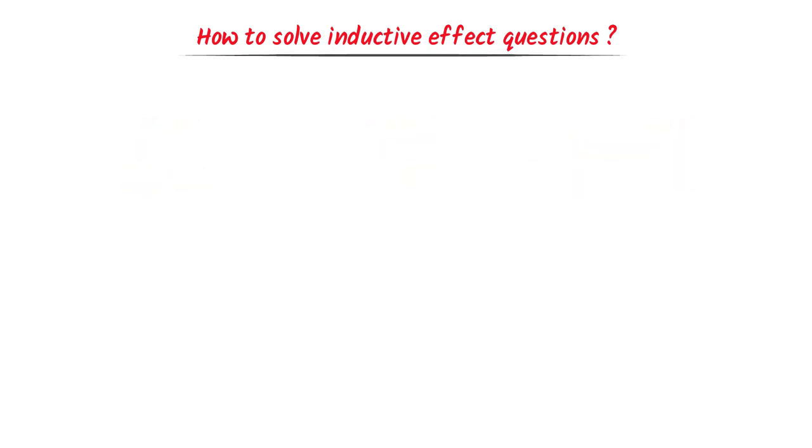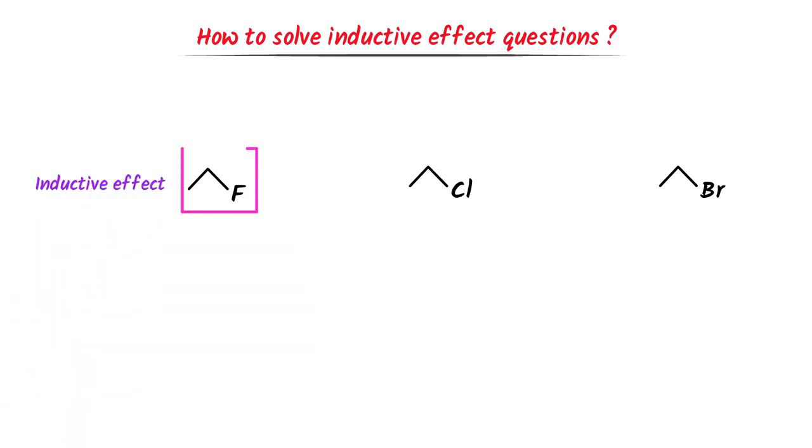Now let's consider these compounds. Which halogen atom has more inductive effect? Well, we already know that fluorine is more electronegative than chlorine, while chlorine is more electronegative than bromine. Hence, the inductive effect of fluorine is greater than chlorine and bromine, while the inductive effect of chlorine is greater than bromine. So note down this question.